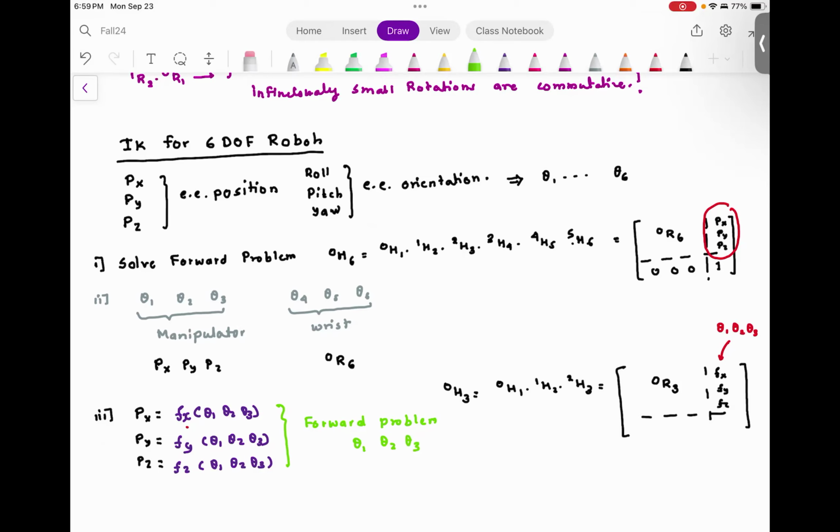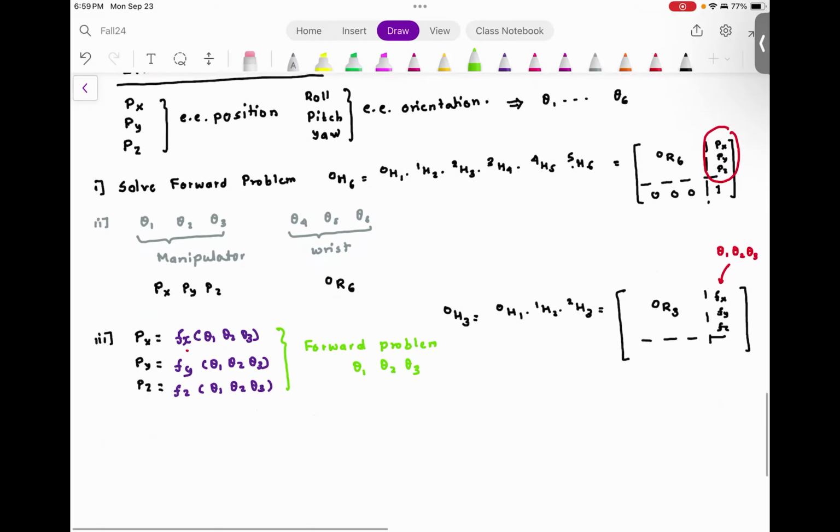This expression can be solved. You can substitute some value of Px, substitute some value of Py, some value of Pz, and find out theta 1, theta 2, and theta 3. So at the end of this solution, now you know theta 1, theta 2, and theta 3. Do you agree with me?